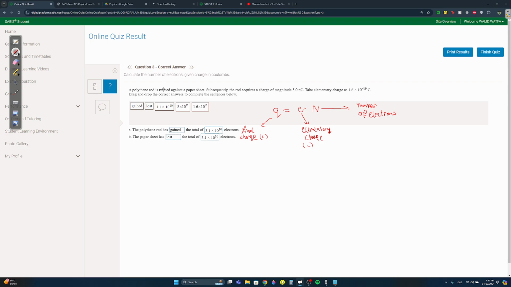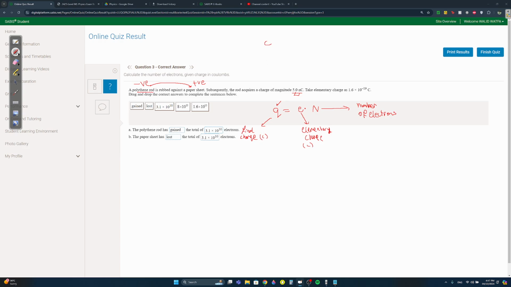What are they asking here? They're saying a polythene rod is rubbed against a paper sheet. You know that the polythene rod, when it's rubbed against a paper sheet, is going to become negative, or the paper sheet will become positive, right? So the polythene rod gained the electrons, or the paper sheet obviously lost electrons. Subsequently, the rod acquires a charge of magnitude 5 nanocoulomb. So the charge Q, the final charge, is how much? 5 nanocoulomb. Can we solve if it's nanocoulomb? No, you have to change it to coulomb.